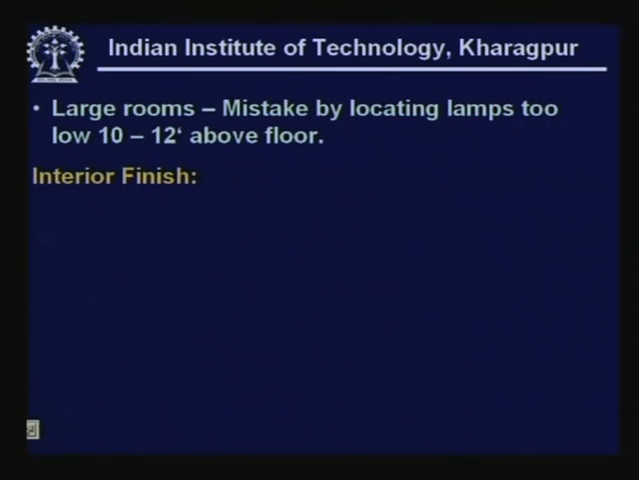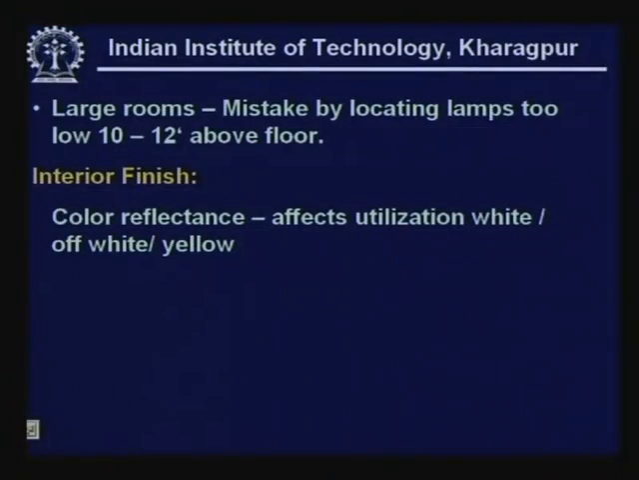In large rooms, never locate lamps too low. In fact, the common mistake is placing lamps too low. It is not required. Remember, if you try creating a large source of light, it is independent of the distance from the lamp. Now, coming to the finish, we said the interior finish does affect, and in fact color reflectance affects utilization, and often white or off-white or yellow are preferred.